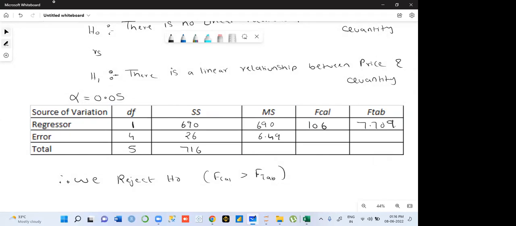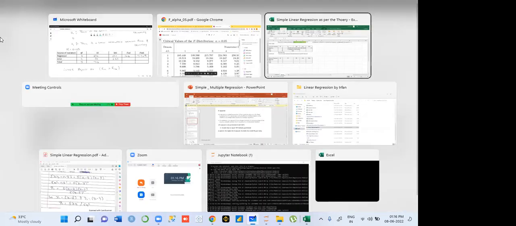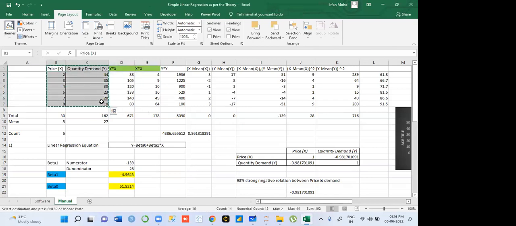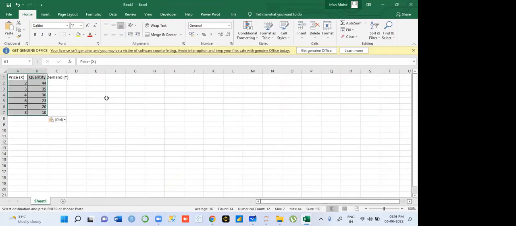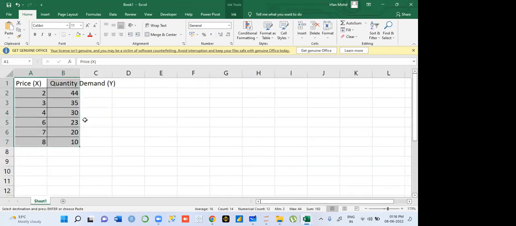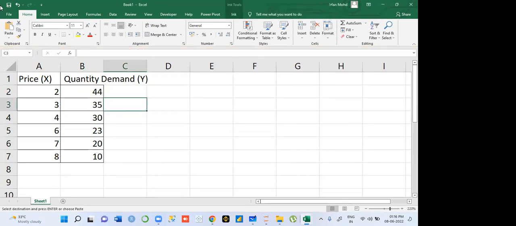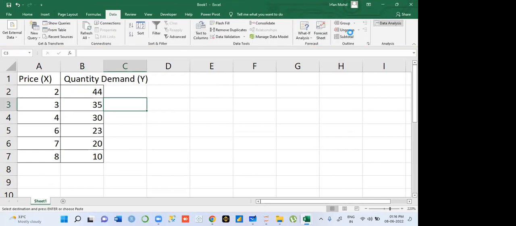Guys, we have done this on pen and paper. It took approximately 45 minutes. If I do it in software, it will take 2 minutes. Also in software, you can compare your numbers. This is on screen, this is the data we have. I'm doing it in Excel. We can do it in Python also, or any software. I already have Data Analysis.